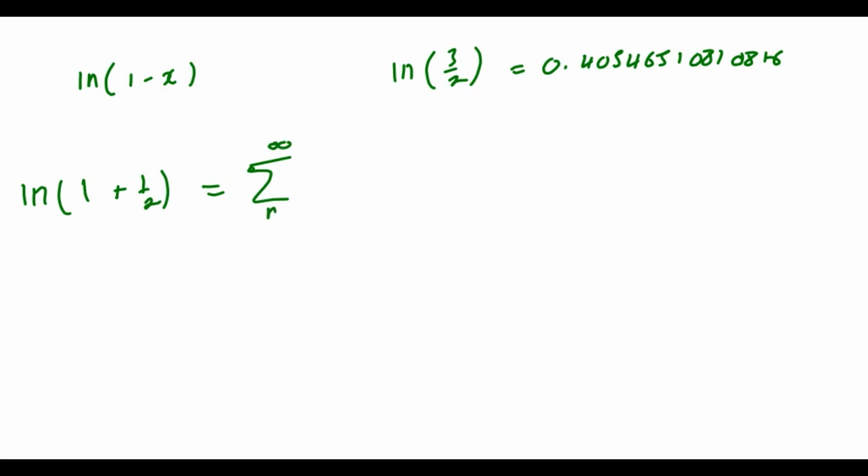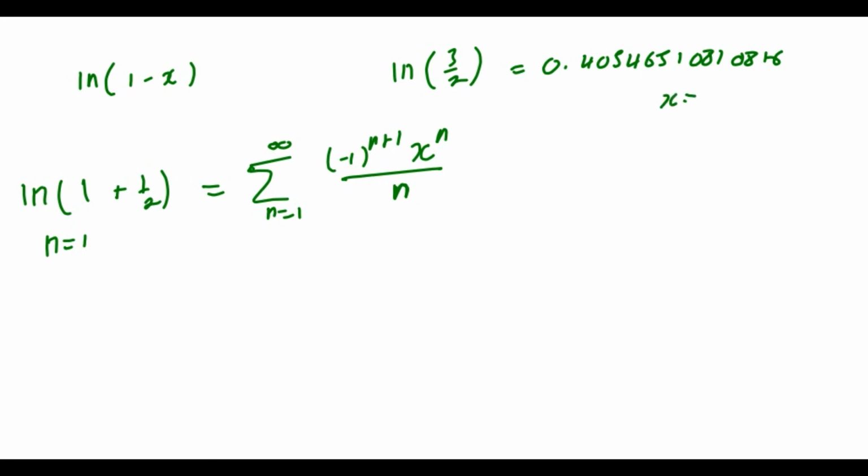That would be from n equals 1. Then here you're going to have minus 1 to the power n plus 1, and then x to the power n divided by n, like that. So what happens here is that you can just start picking out values. For example, let's say n equals 1. If you plug in where n equals 1.